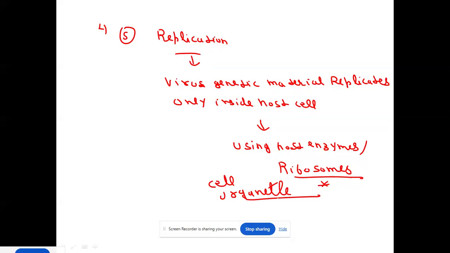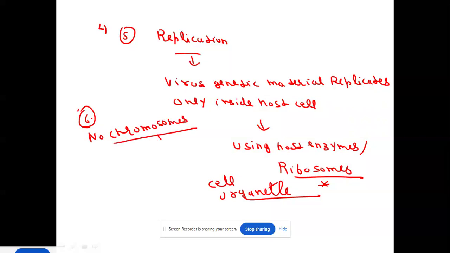Now, virus is having no chromosomes, which are thread-like structures. So no chromosomes are there, not organized into the chromosome.